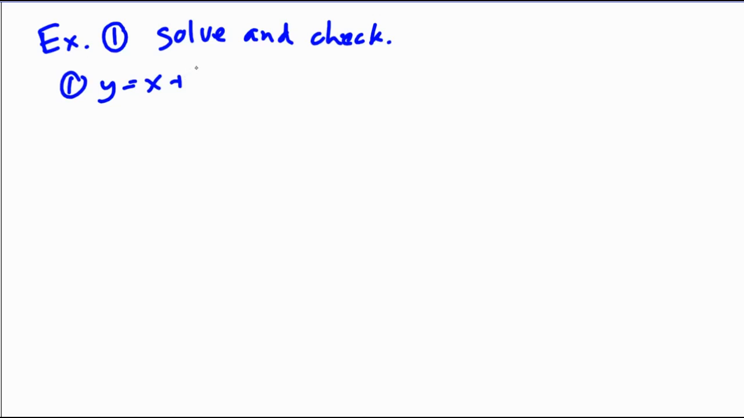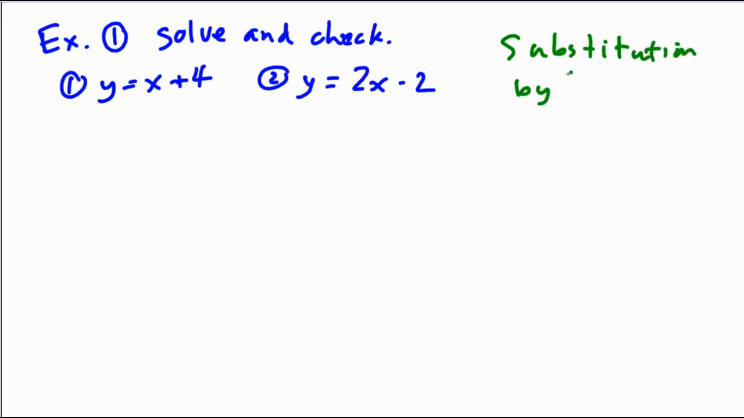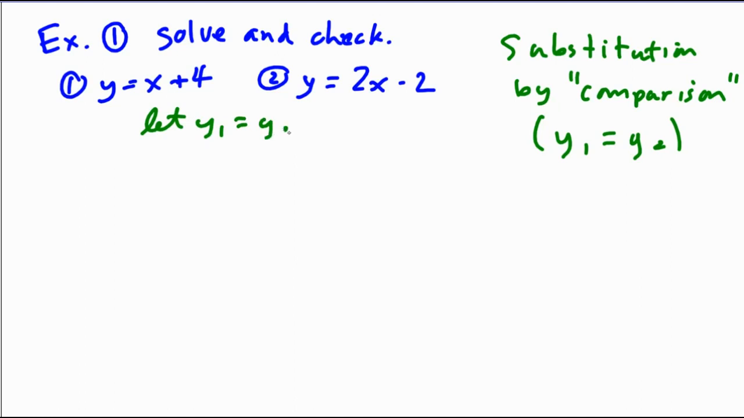Example 1. Solve and check. Number 1, y equals x plus 4, and 2 is y equals 2x minus 2. Now this example is going to be substitution by comparison. And what we mean by that is we're going to compare the y1 equal to the y2. Okay, so we say let y1 equal y2.